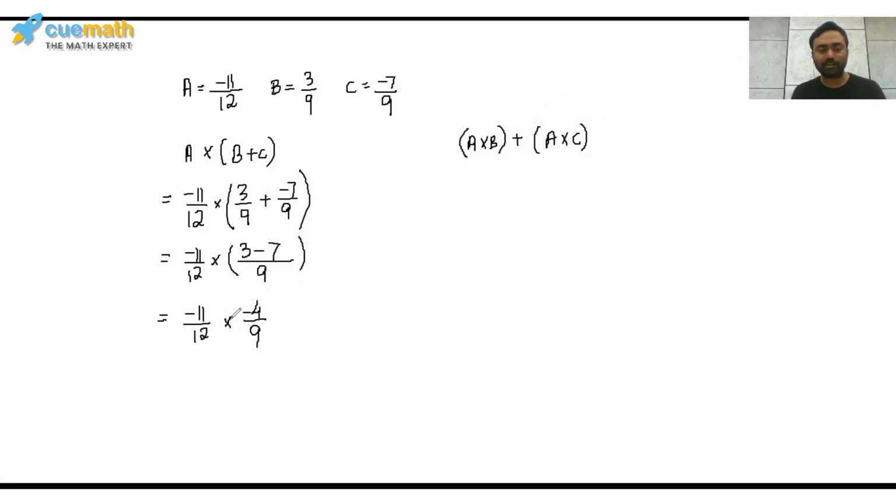Now let's eliminate the common factors between the numerator and the denominator. Since we know that there is a multiplication sign in between, negative and negative would become positive. 4 times 1, 4 times 3 will give us the final result of this expression, which is 11/27.